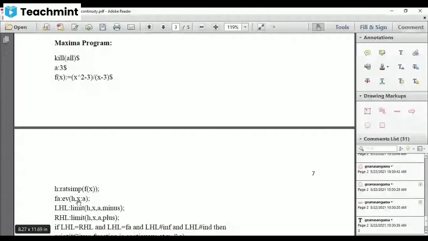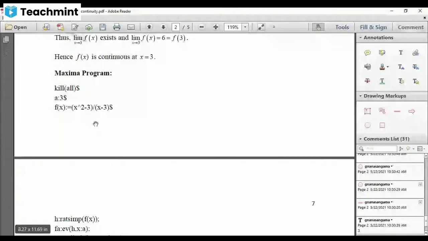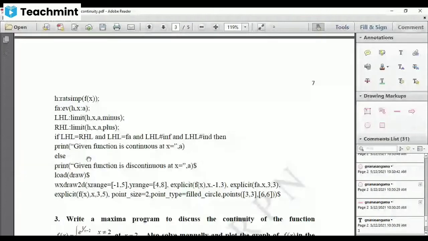What is your LHL? You have taken x plus 3. That is your f of x, the simplified answer in both cases. So that answer has been stored in h. That's why I'm giving limit h comma x comma a minus, limit h comma x comma a plus, and as usual the same condition. As usual, graph x range is from -1 to 5, y range is from 4 to 8, explicit.